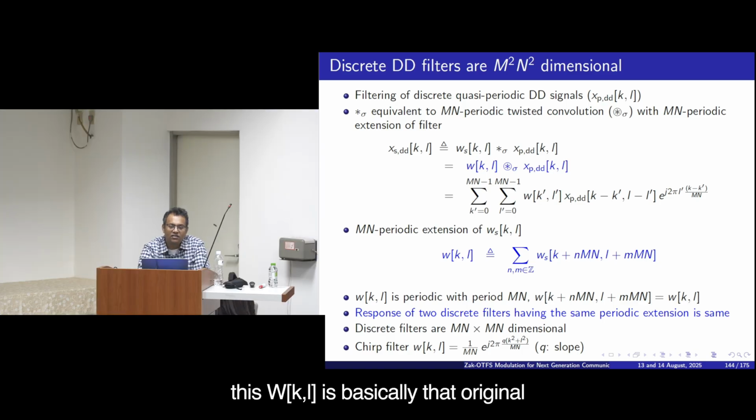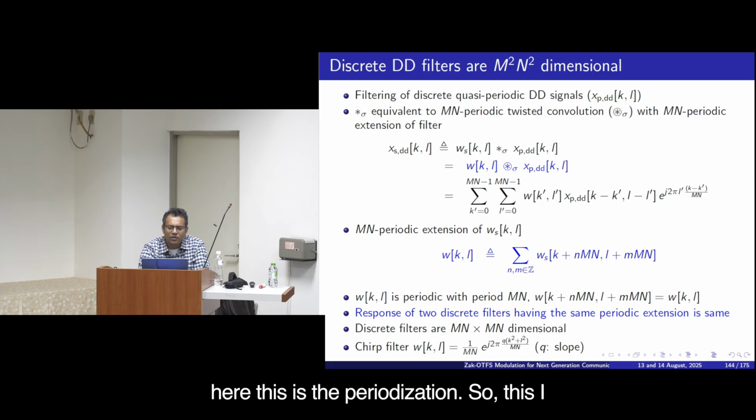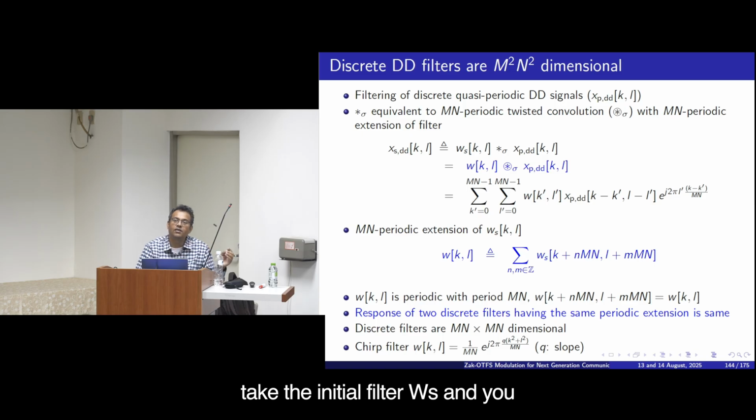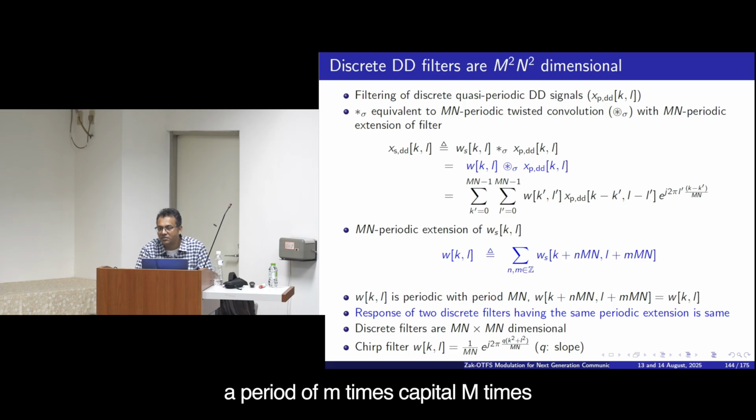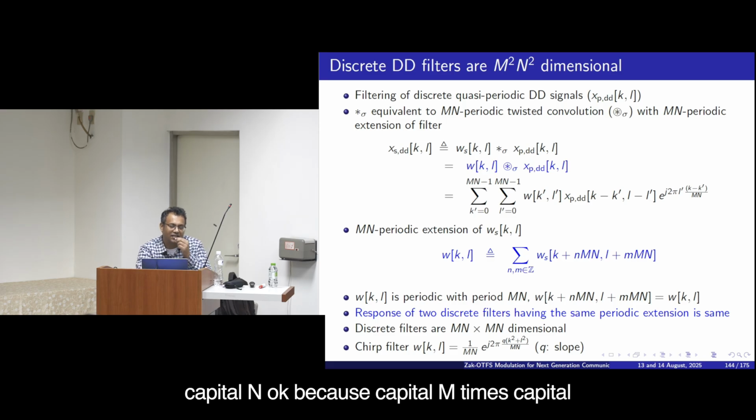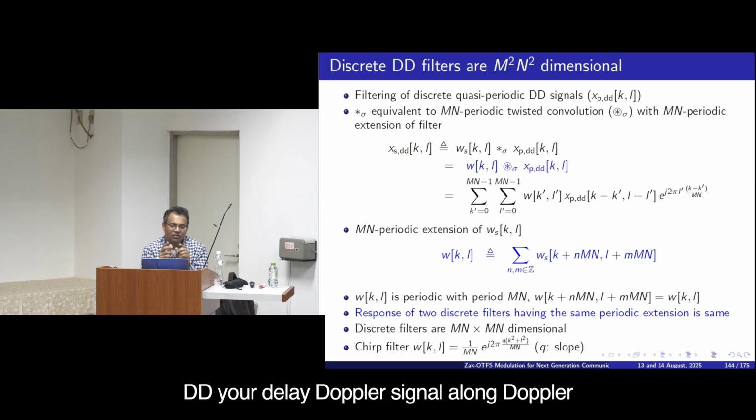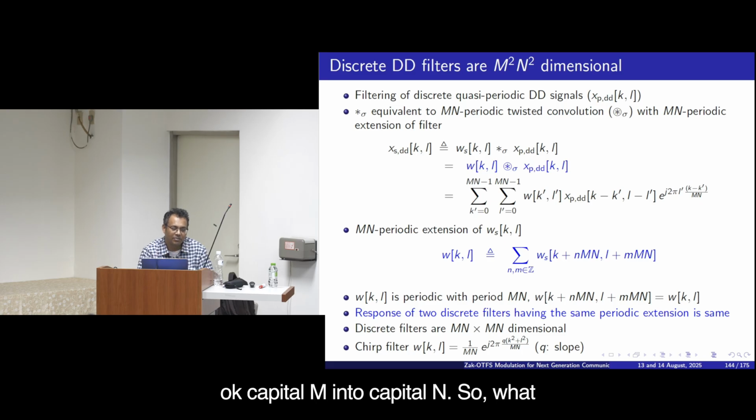And this W_kl is basically that original filter being periodized. There is a double summation here. This is the periodization. I call it the M N periodic extension of WS, that is my W. You take the initial filter WS and you periodize it along both Doppler and delay with a period of capital M times capital N, because capital M times capital N is actually the exact period of your X_DD, your delay Doppler signal, along Doppler and along delay.